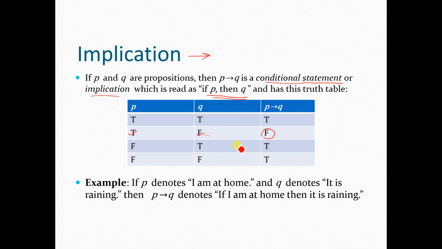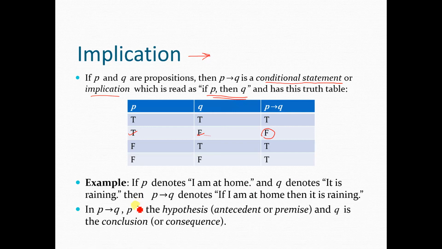So if P denotes I am at home and Q denotes it is raining, then P implies Q denotes if I am at home, then it is raining. As we say, P implies Q means if P, then Q, right? So P implies Q in this case denotes if I am at home, because P denotes I am at home, if I am at home, then it is raining. In P implies Q, P is called hypothesis, premise, antecedent, and Q is called the conclusion or the consequence.